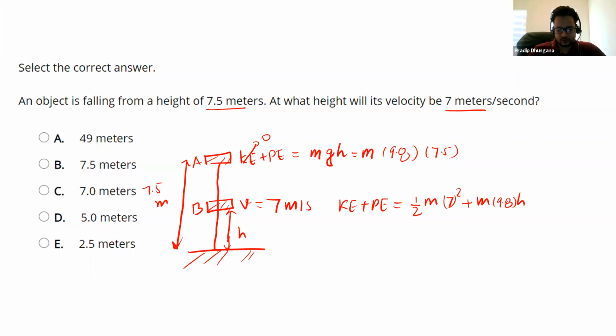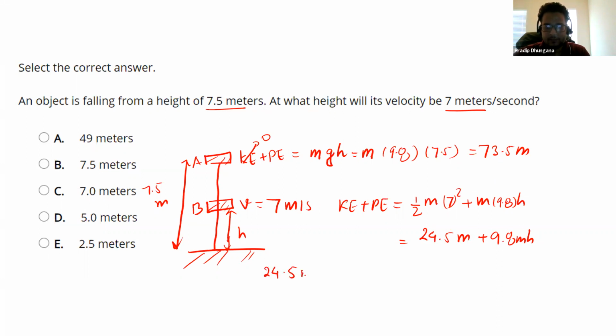I always use Desmos, okay? 9.8 times 7.5 is 73.5, so it becomes 73.5 m. And 7 squared is 49, divided by 2 is 24.5 m, plus 9.8 m times h. And they are equal to each other. Let's compare those. 24.5 m plus 9.8 mass times height is equal to 73.5 m.